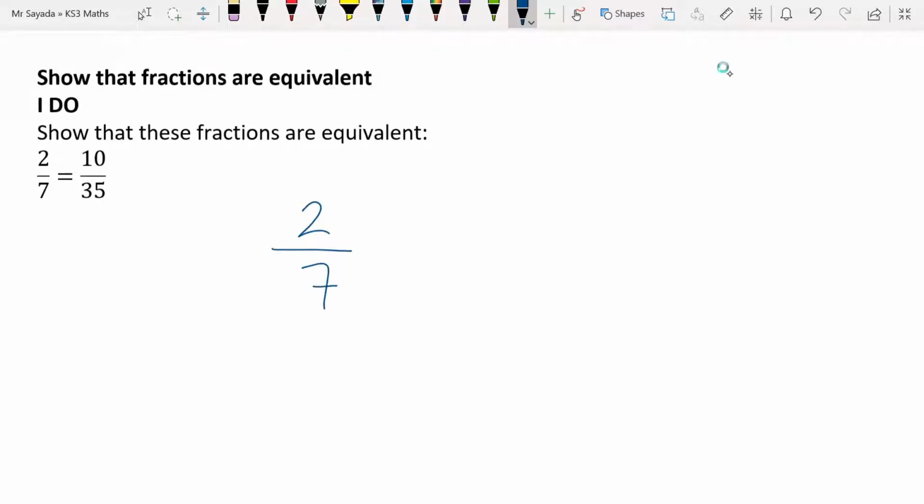And we show that both top and bottom have been multiplied by the same thing. So in this question, to get from 2 to 10, that's been multiplied by 5. To get from 7 to 35, that's also been multiplied by 5. So what we do is we write that this is times 5/5. What we're showing there is that we've multiplied the numerator by 5, and we've multiplied the denominator by 5.